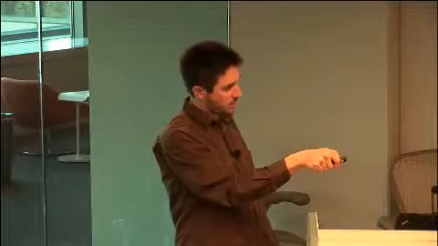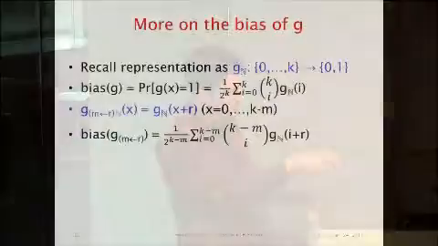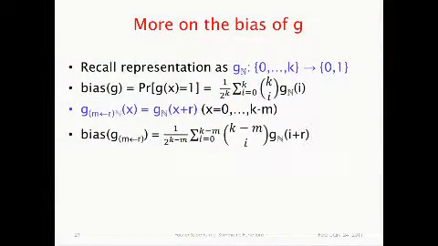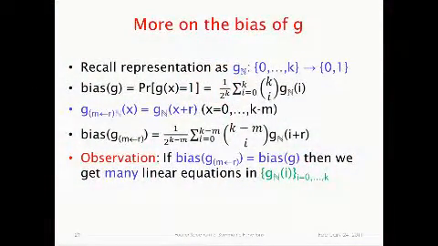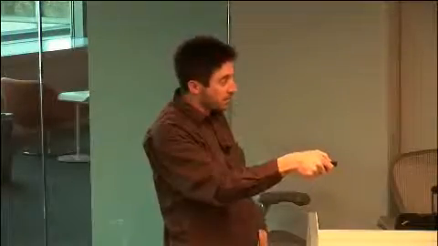So let's write the bias. Now we have only k minus m variables. So the summation over i goes from 0 to k minus m, but now G is evaluated at i plus r, because the first m variables already got r ones. So what we know is that if the two biases are the same, then we have many linear equations, because for every m smaller than t and for every r smaller than m, this thing must equal this thing. So you get a whole set of linear equations.